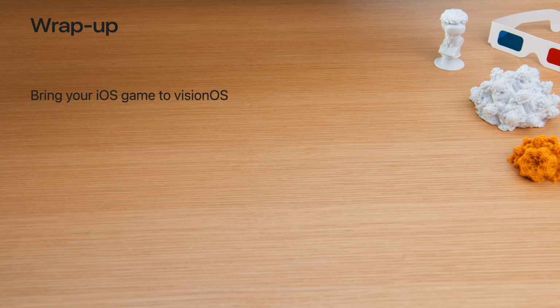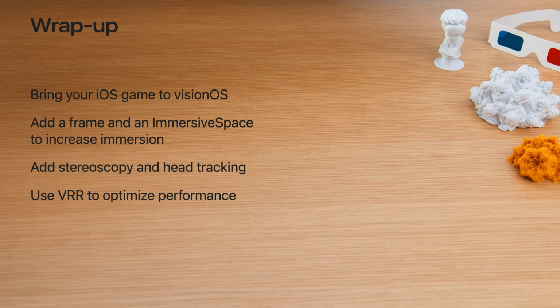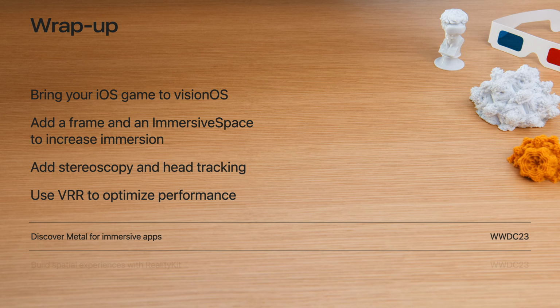In this video, we have seen how you can bring your iOS game to visionOS, and how you can add a frame and an immersive space to increase the immersion of your game, how you can add stereoscopy and head tracking to your Metal renderer to make your game look like a window into another world, and how you can use VRR to optimize performance. I hope that those techniques will help you make your iOS game even better on visionOS, and I'm looking forward to play your games on my Vision Pro.